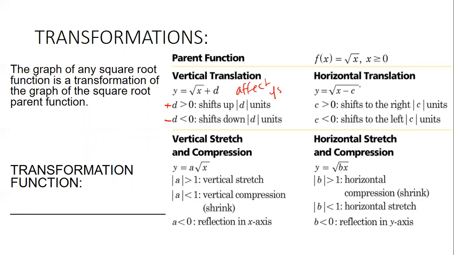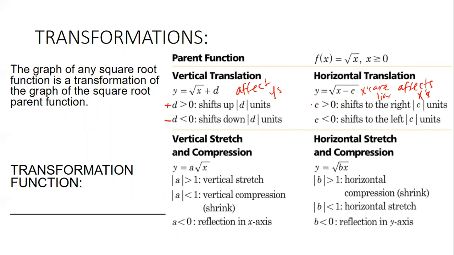Okay. Horizontal translation means that the addition or subtraction is happening inside of the square root. And this affects your x values. And a key thing we need to remember about our x values is that x's are liars.